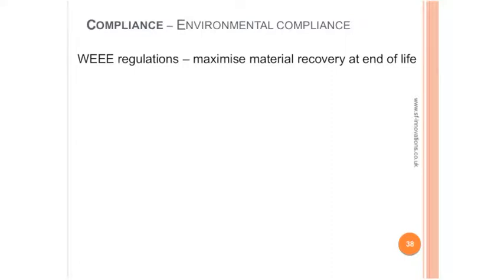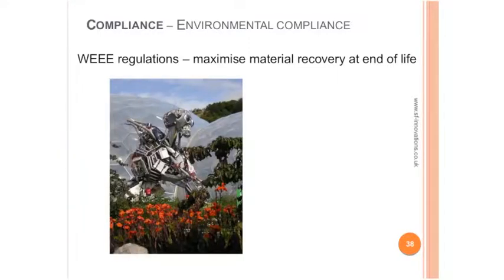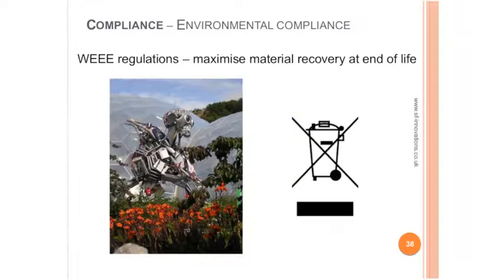Environmental compliance is increasingly an important part of launching products. Because there are so many products ending up in landfill, the WEEE regulations were brought in to maximize material recovery at end of life, to prevent products from going into landfill and make sure they're recycled. That's actually, I think, a 15-foot tall man made out of waste products. That's the wheelie bin symbol we looked at, to try and advise customers not to put electronic products into the wheelie bin.